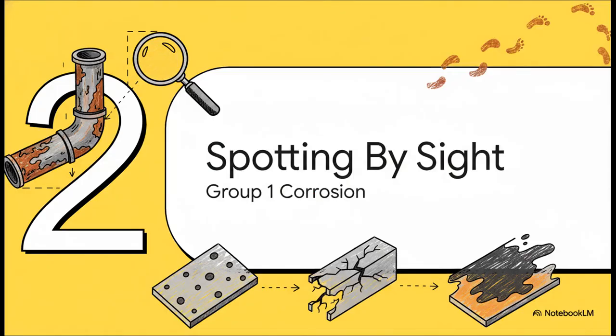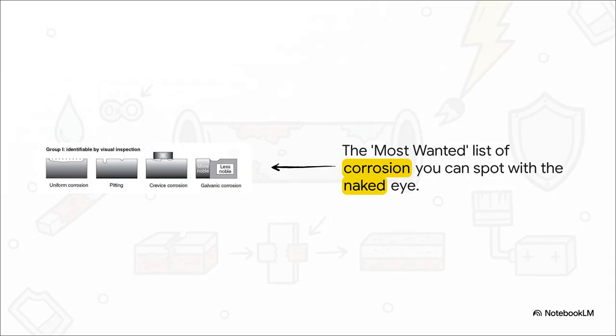Okay, so let's hit the streets. We're on the lookout for the most common suspects, the types of corrosion that don't even bother to hide the evidence. This is our first group of interest in the investigation. And here they are, our most wanted list. This is our evidence board. We've got uniform and pitting corrosion, we've got crevice, and the really fascinating one, galvanic corrosion. They might seem straightforward, but each one has a totally different MO.